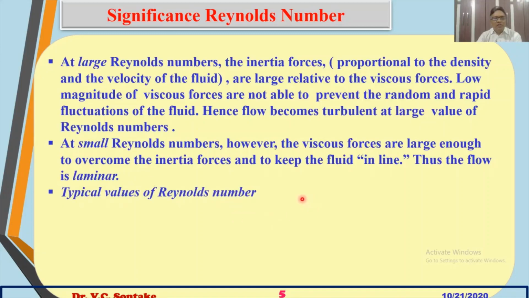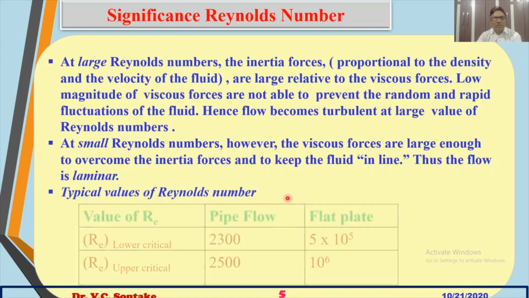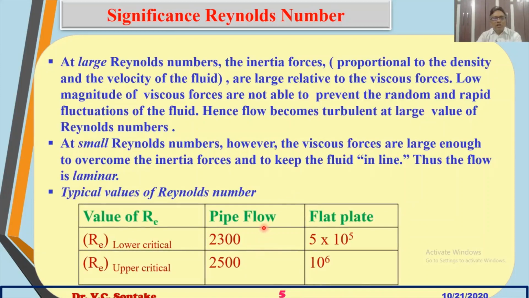Now, typical values of Reynolds number. For pipe flow, the lower value of Reynolds number up to which flow will be laminar is 2300, and for flat plate it is 5 into 10 to the power 5. The upper value of Reynolds number beyond which flow will become turbulent is 2500 for pipe flow, and for flat plate it is 10 to the power 6.